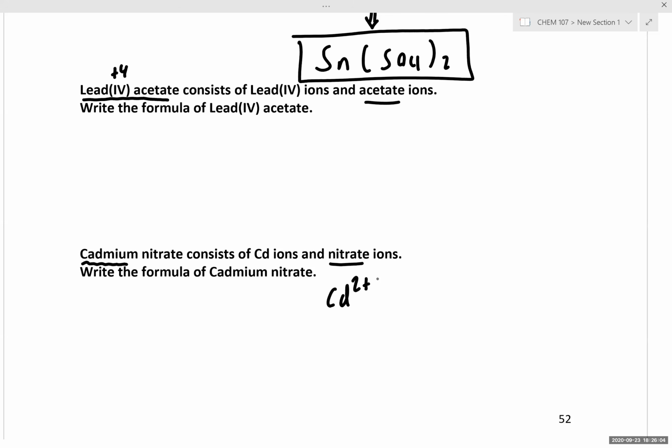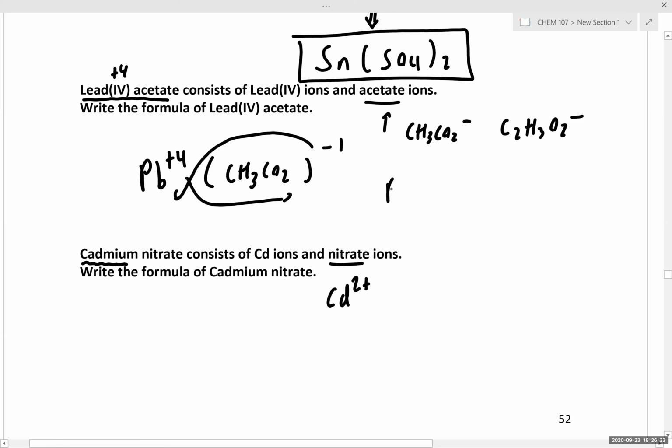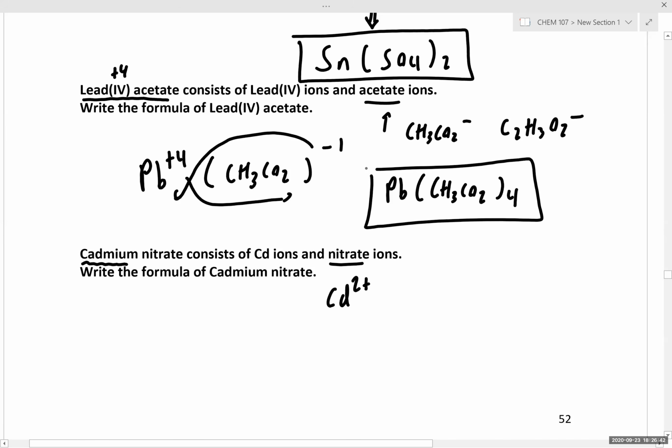Okay, so let's discuss this example. Lead 4 is Pb4+. Acetate has the formula CH3CO2- or C2H3O2-. Both are ways of writing acetate. Now that we have acetate with a charge of -1, we cross our charges, and that gives us Pb(CH3CO2)4. So this is the complete formula for lead 4 acetate.